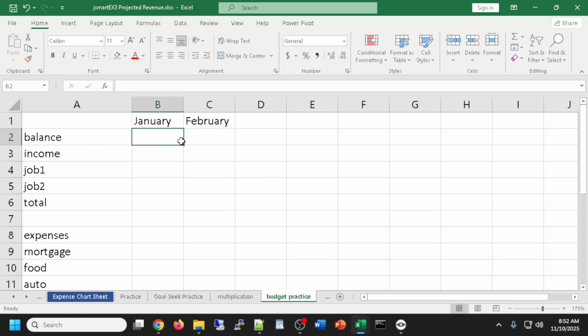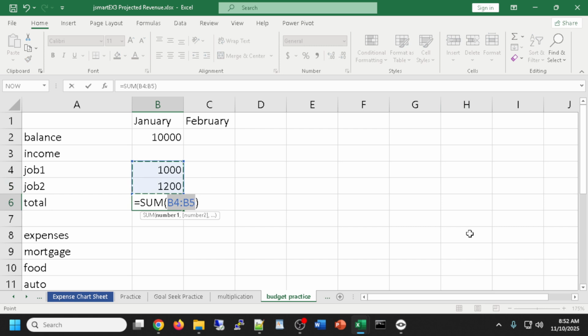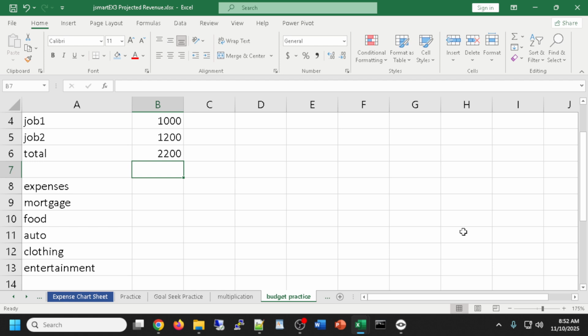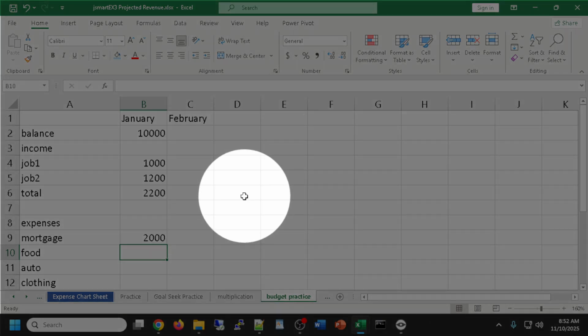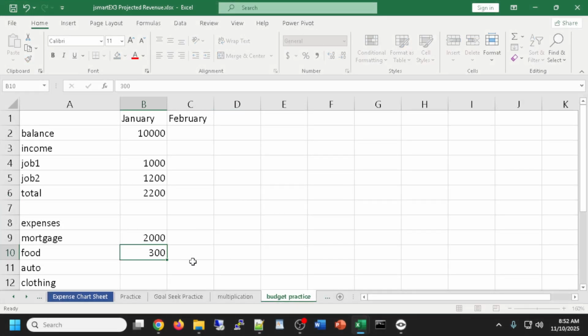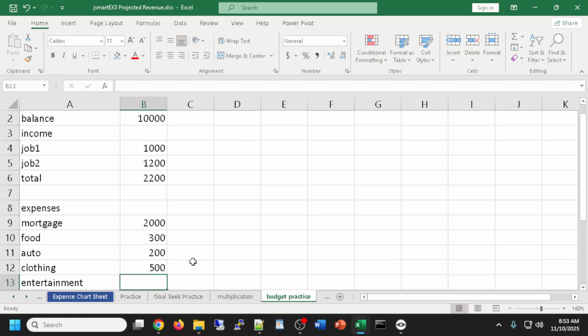Our starting balance for January is $10,000. Income, job 1, we're expected to get $1,000. Job 2, $1,200. So our total income is the summation of the incomes. Let's make up some projected expenses. Mortgage, going to afford that $400,000 home. We'll just make up some numbers. $300 for food, auto, $200, and clothing. We're very expensive clothing, $500. We like to spend on clothes. Entertainment, oh yeah, we need entertainment.